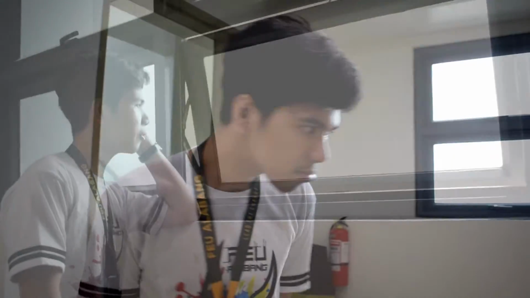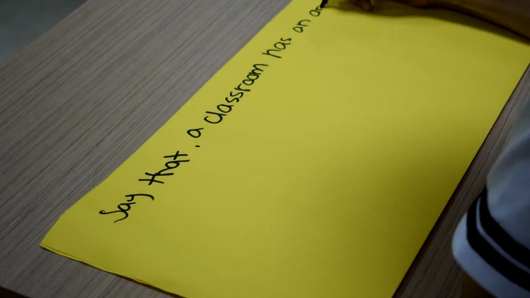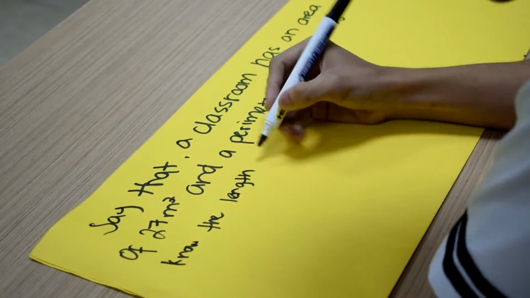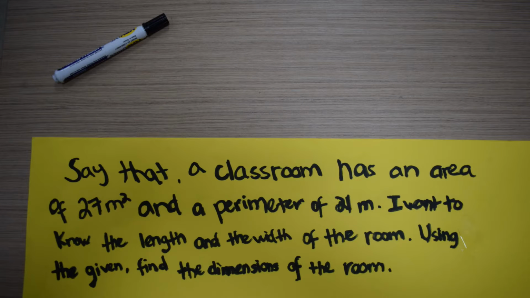You're welcome. I wonder how I can solve the length and the width of that room using the area and the perimeter. Oh, I know! Maybe I can use the systems of nonlinear equations. Say that a classroom has an area of 27 square meters and a perimeter of 21 meters. I want to know the length and the width of the room. Using the given, find the dimensions of the room.